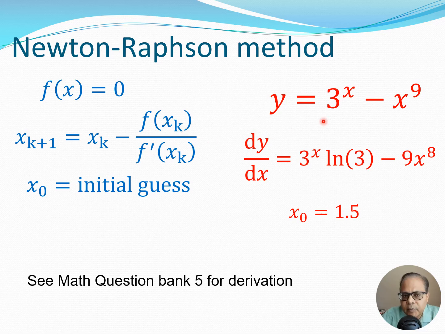So we are going to use the Newton-Raphson method on this problem here. y is 3x minus x to the power 9. So again y is f(x) here, and dy/dx is obtained by differentiating this function. I am going to use the starting value of x0 as 1.5.